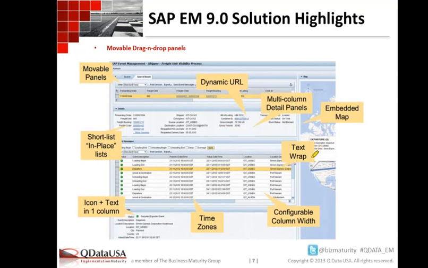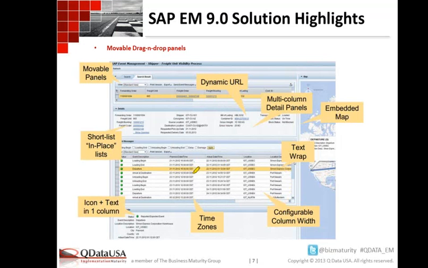We spoke about the embedded map. The next one, text wrap. If it doesn't fit on the page, it will just wrap onto the second line, which is not a big deal. Configurable column width. Some of these columns, if defined as 20 but the data only takes up 5, you can configure it to auto fit. And again, just straight out of the box floor plan manager type functionality.